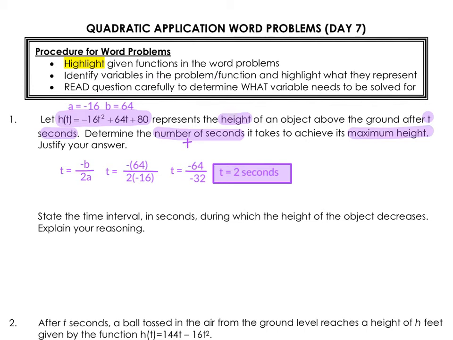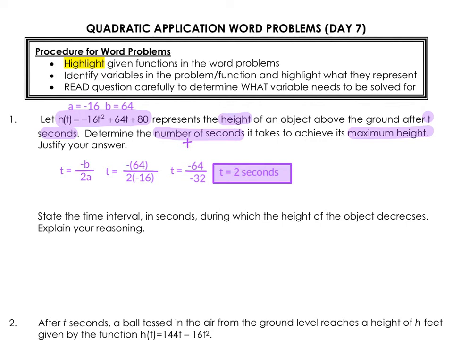The next question says, state the time interval in seconds during which the height of the object decreases and explain your reasoning. To figure out how long this decreases, it's going to decrease until it hits the 0 value. We could do one of two things. We could look at the table of values, since it just asked me to explain my reasoning, or we could use the quadratic formula or factoring to find when it hits the 0, since they didn't give me rounding, so it might factor.